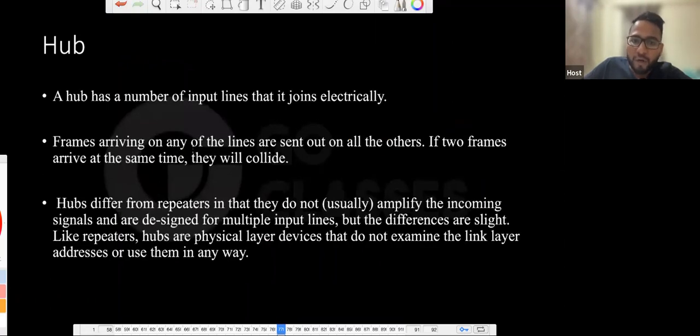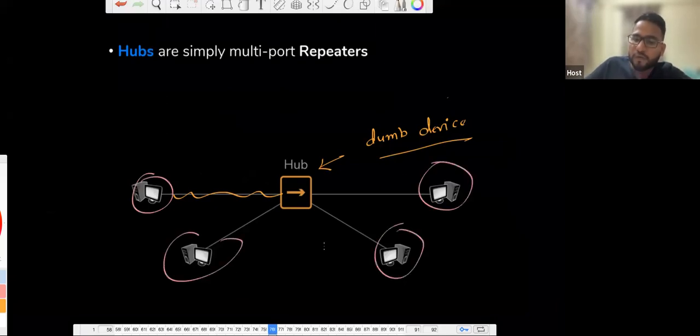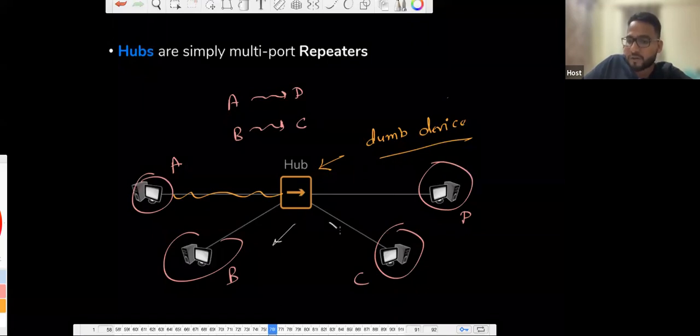So frames arriving on any of the lines are sent on all others. If 2 frames arrive at the same time, they will collide, right? Let's suppose this is A, this is B, this is C, this is D. Suppose A is sending to D and B wants to send to C. In this case also, there will be a collision. Although A can send to D and B can send to C without any collision if we use some other device, in this case there will be a collision. Why? Because when A is sending to D, it's not just sending to D, it is sending to B and C also. So that's called a collision domain.